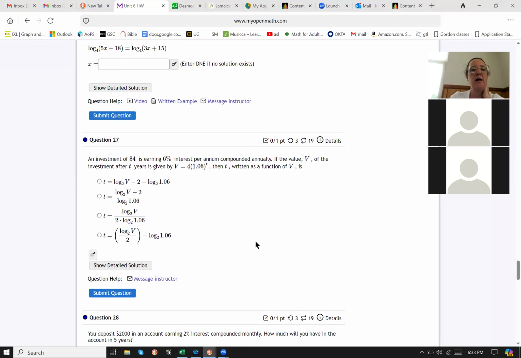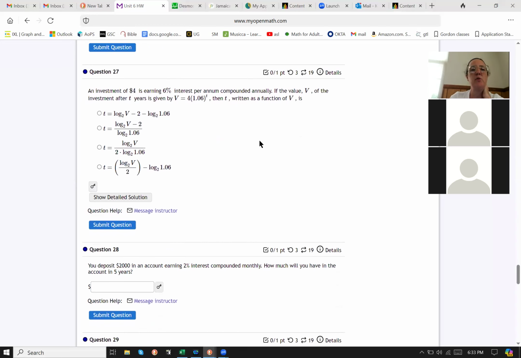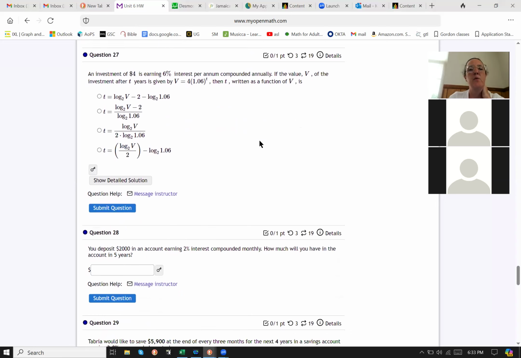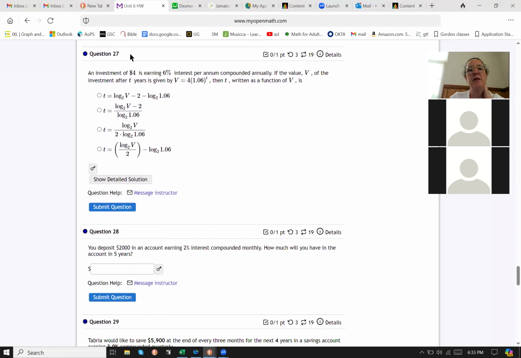Okay, so we'll start with question number 27. We have an investment of $4 earning 6% interest per annum compounded annually. If the value V of the investment after T years is given by V equals 4 times 1.06 to the T, then T written as a function of V is which of these? So they just want us to solve for T and they gave us the equation already, which is really handy.